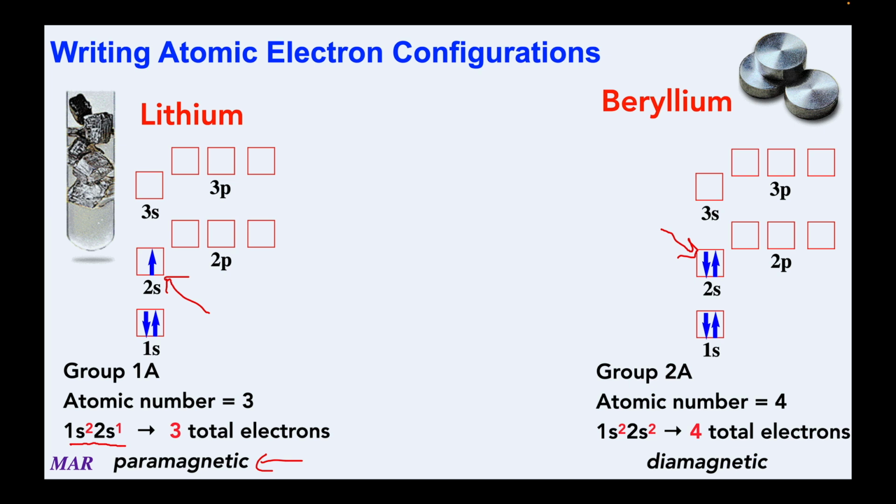And because every up electron has a down electron, beryllium is diamagnetic, not attracted to magnetic fields. So don't be thinking beryllium's going to do things around magnets.